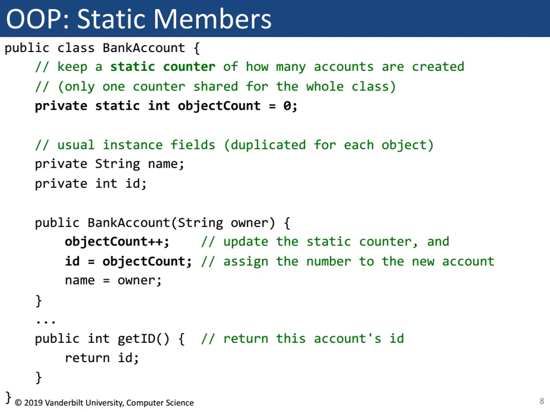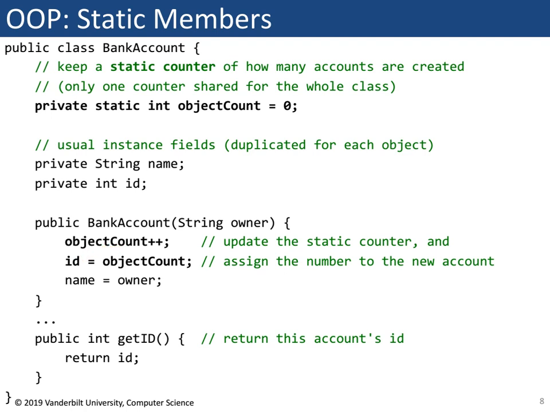And then we have our usual instance fields, which are private, but they're not set to static. So these are going to have copies in each of the individual instance objects. And then inside of our bank account constructor, we're going to increment the number of objects, because if we are inside of our constructor, then we're building a new object. So we're going to increment the number of objects, and then we're going to store the value of object count into our instance variable called ID.